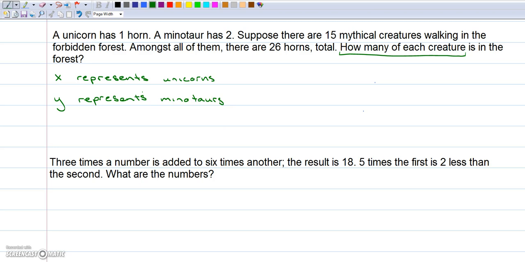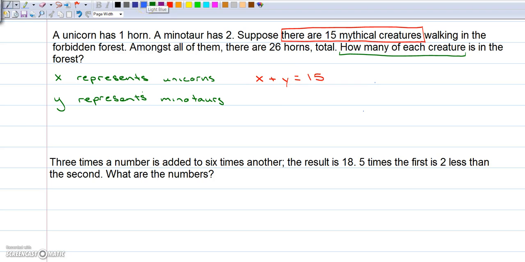So what could the two equations possibly be? Let's break it down sentence by sentence. There are 15 mythical creatures. That means if I counted them, there would be 15. Some of them are unicorns, some of them are minotaurs. I don't know which one is which. All I know is that when I add those two numbers together, I get 15.